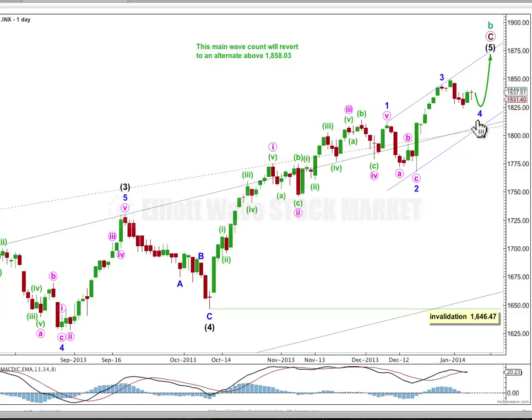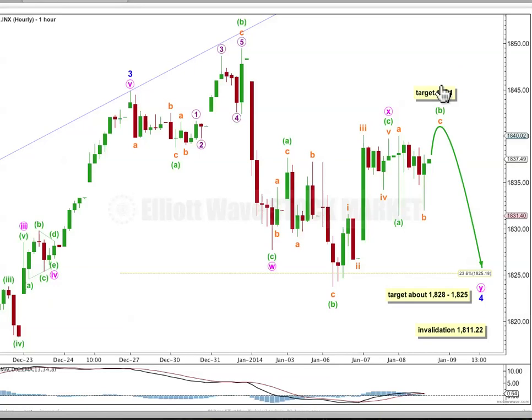Let's have a look at how this fourth wave correction at minor degree is unfolding, where it begins at this point here. It looks like it's unfolding as a double flat. The first structure in this double subdivides 3, 3, 5. This is an expanded flat correction. It's labelled minute wave W, the first structure in a double. The double is joined by 3 in the opposite direction, subdividing 3, 3, 5 with a slightly truncated fifth wave. This is a flat correction and it's labelled minute wave X. It's the 3 in the opposite direction joining the two structures of this double.